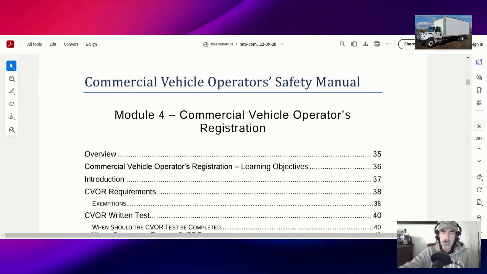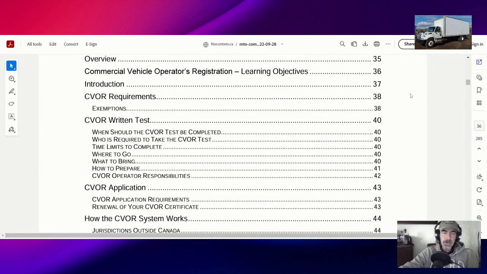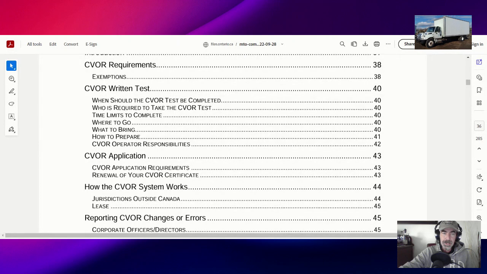Commercial Vehicle Operators Safety Manual, Module 4, Commercial Vehicle Operators Registration. Overview, Commercial Vehicle Operators Registration, Learning Objectives, Introduction, CVOR Requirements, Exemptions, CVOR Written Test.